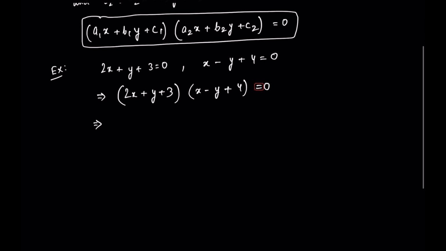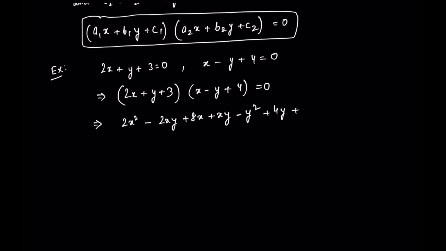So basically this will be 2x into x, that is 2x square, 2x into y, that is minus 2xy, 2x into 4, that is 8x. Yeah, y into x, so plus xy, y into y minus y square, y into 4 plus 4y, 3 into x, so plus 3x, 3 into y minus 3y, 3 into 4 plus 12 is equal to 0.